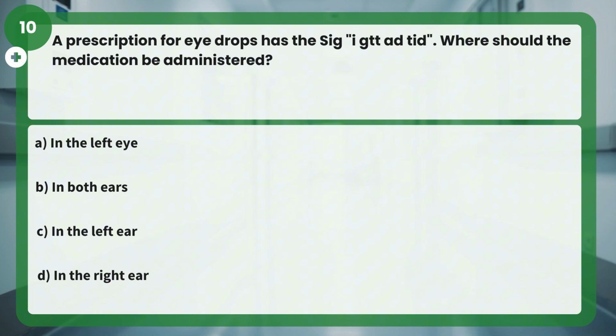Question 10. A prescription for eye drops has the SIG "1 gtt AD TID." Where should the medication be administered? A. In the left eye. B. In both ears. C. In the left ear. D. In the right ear.